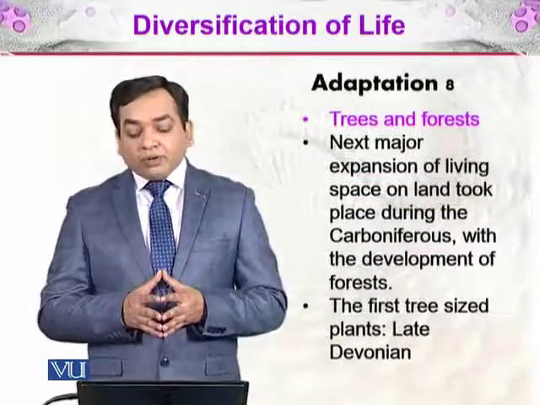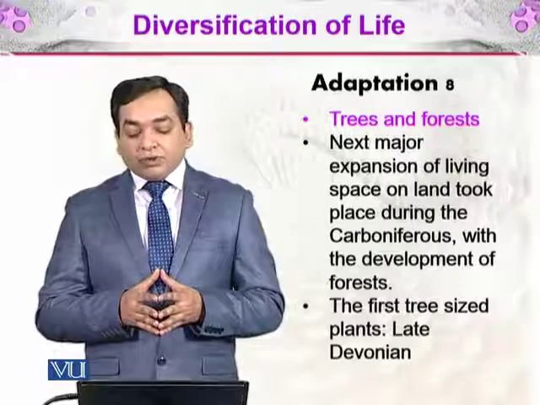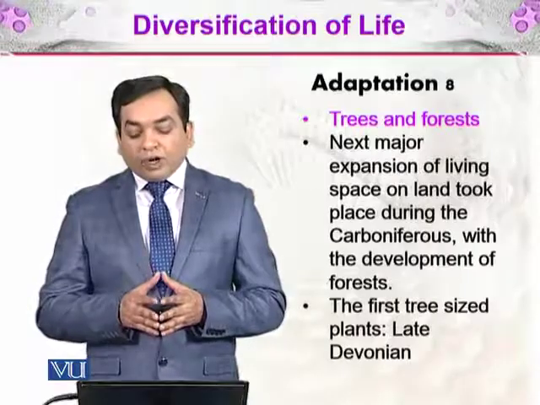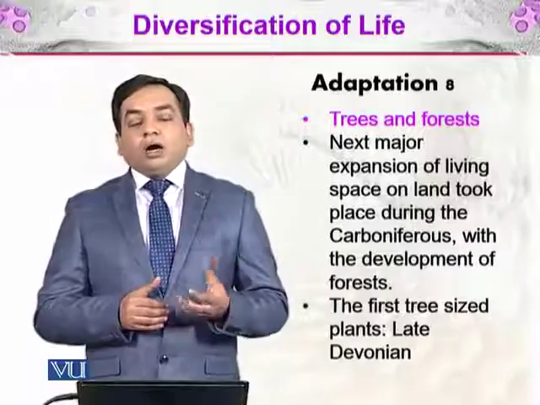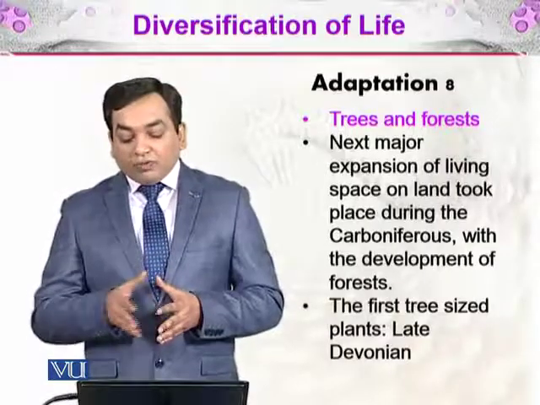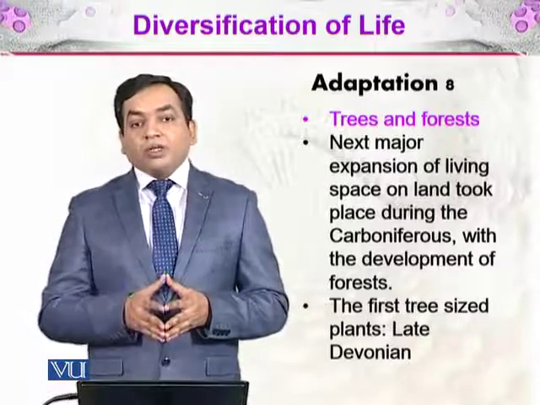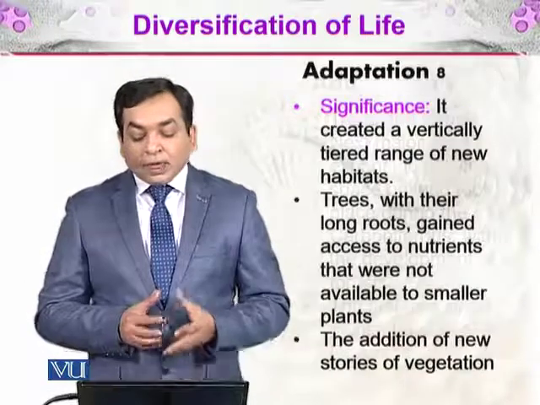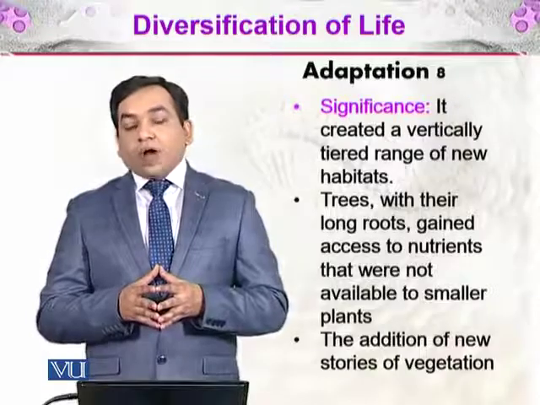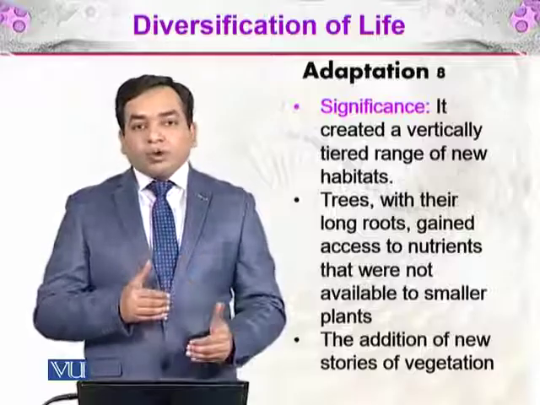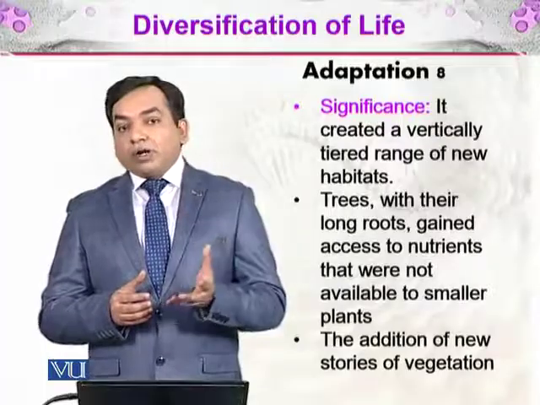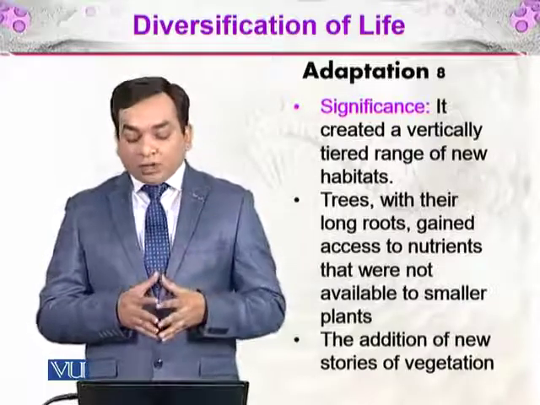And then there are the trees and forests. The next major expansion of living space on the land took place during the Carboniferous with the development of the forest. So Carboniferous was the period in which the whole earth was covered with forests. The first tree-sized plants were present during the late Devonian period. So what is the significance of it? It created a vertical tiered range of new habitats. So if there is a tree, there are organisms which are living in the roots, on the stems, and organisms which are living on the upper parts of the tree.